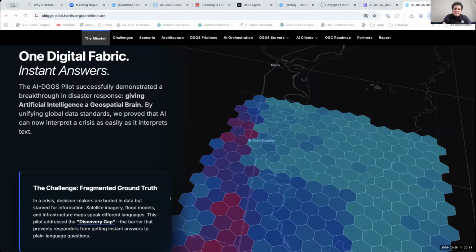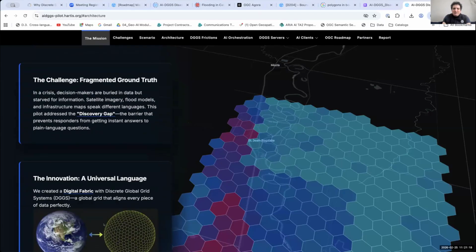And just imagine for a second that instead of frantically analyzing these data sets, you just give a query in plain English and get actionable results that you can use. That is the core problem that we try to tackle here, what we call a discovery gap.